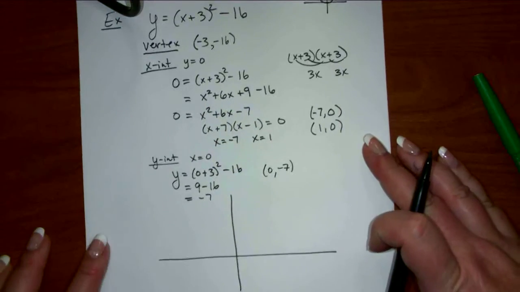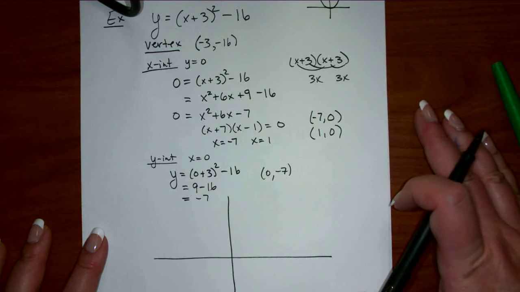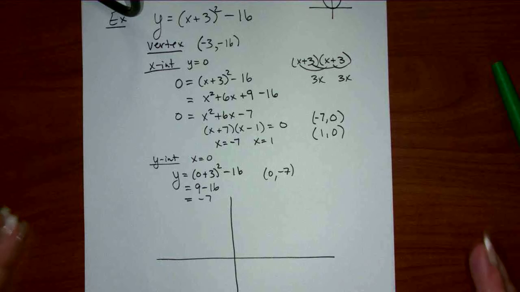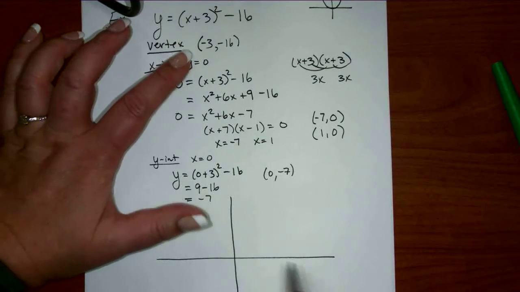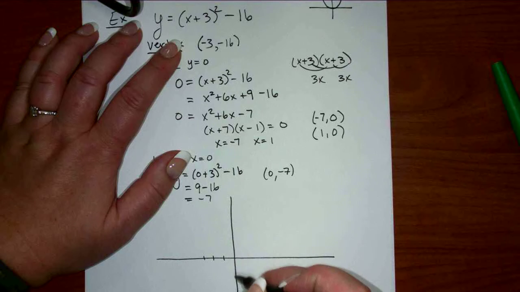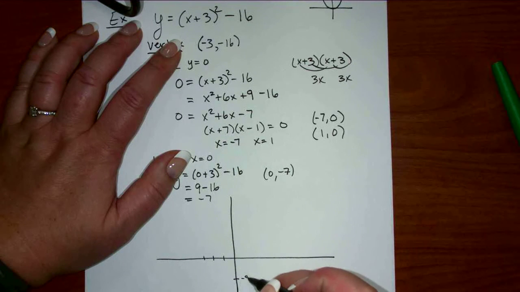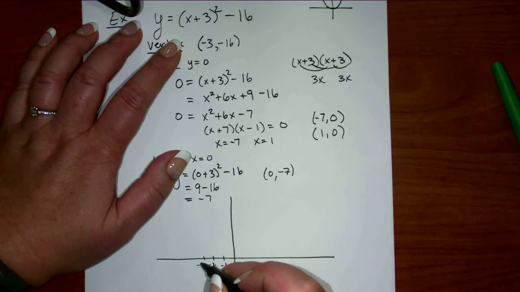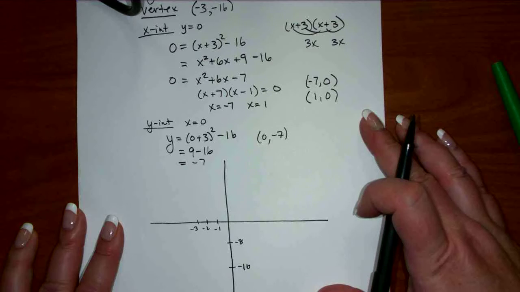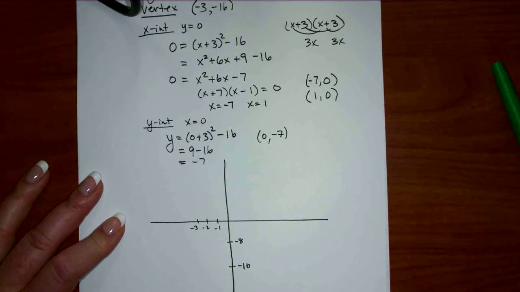All right, what do we do first when we're drawing a parabola? Vertex first, because that's the very lowest point. So the vertex is -3, negative 16. Let's do that. I just went negative 8, negative 16. Okay, so where does that go? Negative 3, negative 16.